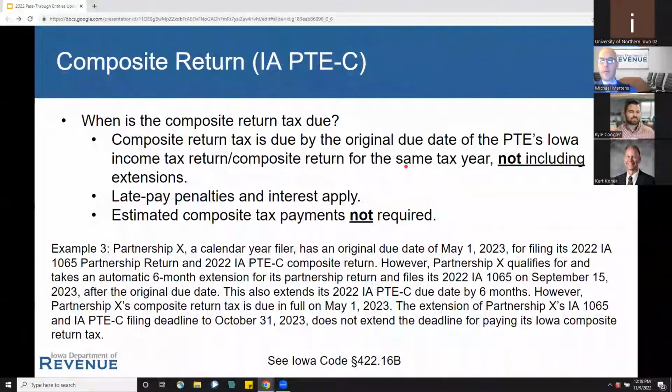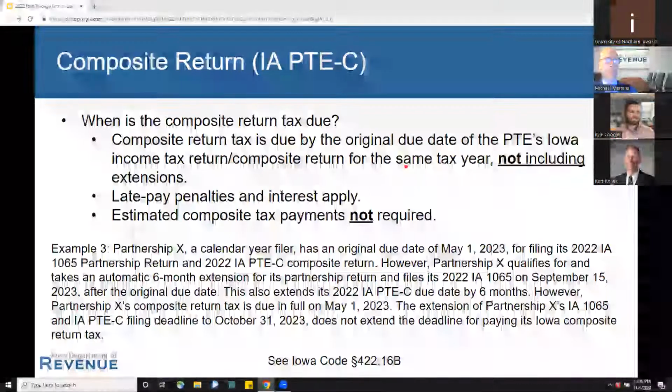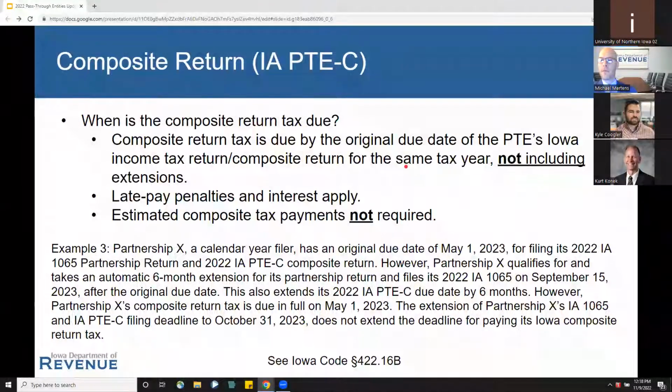There may be pass-through entities that desire to make prior payments, either for extension purposes to qualify for that 90% extension penalty waiver, or for a number of other reasons. If there is a need or desire of the pass-through entity to make an advanced payment of composite tax, those payments will be eligible to be made directly on GovConnect Iowa when we go live on November 14th.